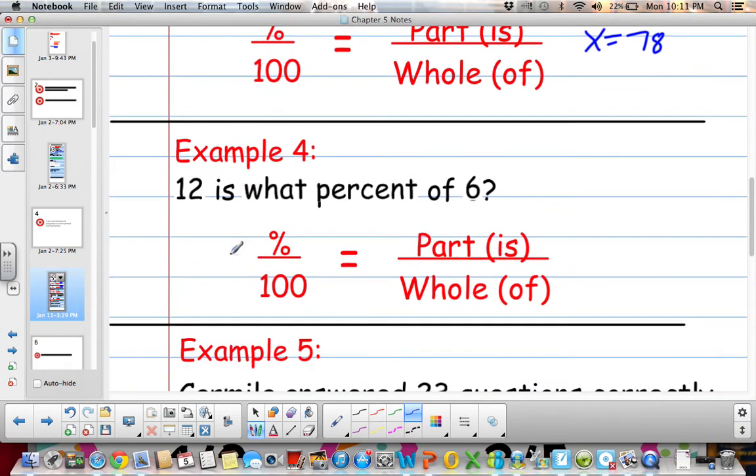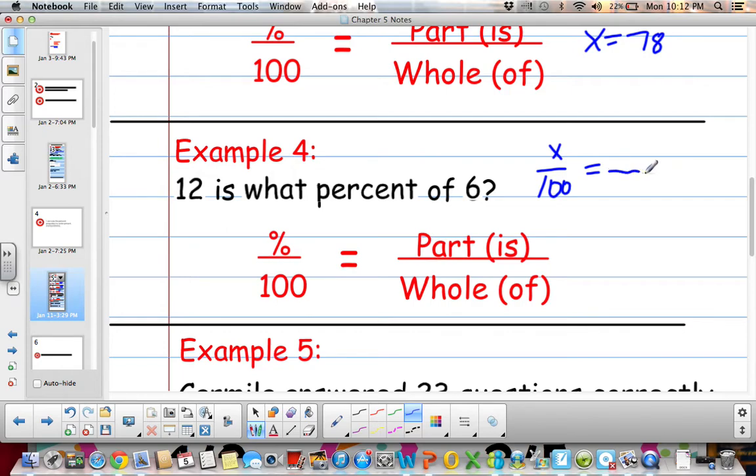Okay, 12 is what percent of 6? We are not given a percent, so we know that that is going to be our variable. So we have x over 100 equals, we want to know 12 is what percent of 6. So we're taking the percent of 6.